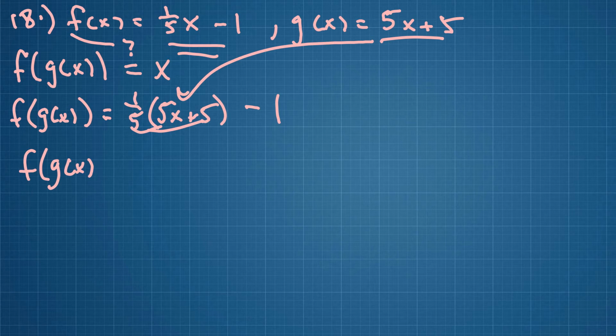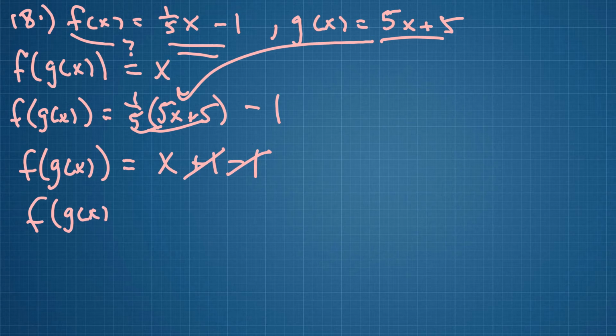Remember, I put this label every time because that's my label. It's like we were pretending we're in court. All your evidence has to be labeled. Everything's got to look nice. So I get x plus 1 minus 1. Those cancel. So f of g of x does indeed equal x. Good. But I'm not done yet. I'm only halfway there.